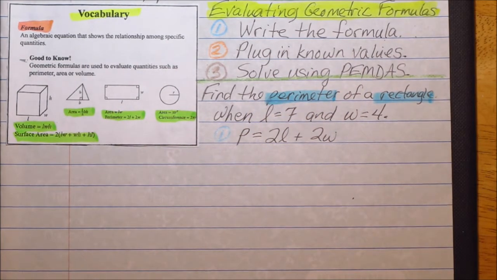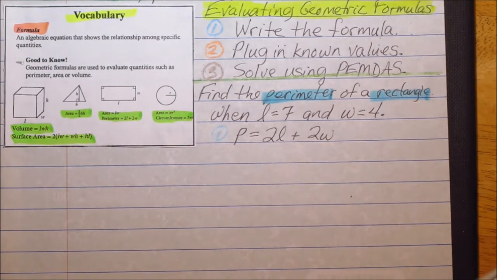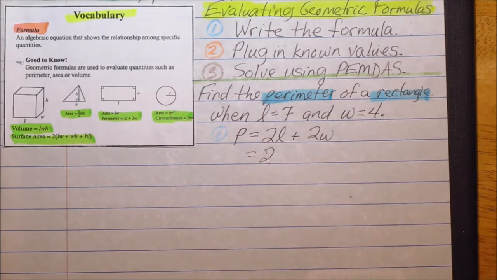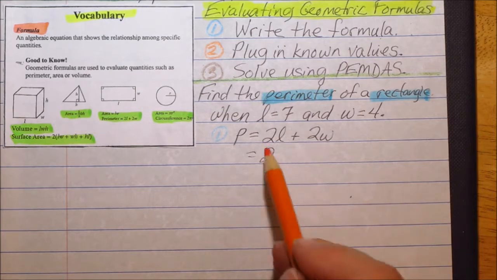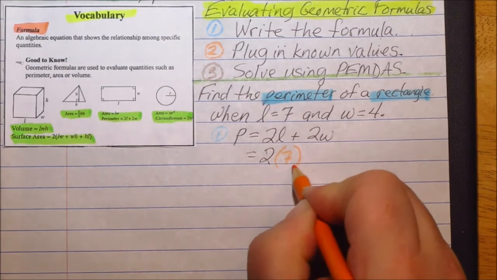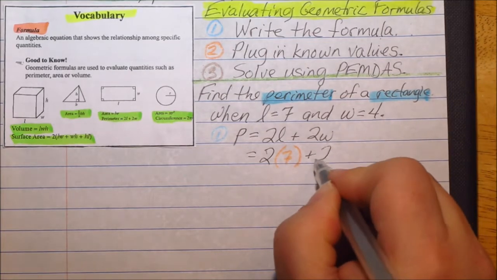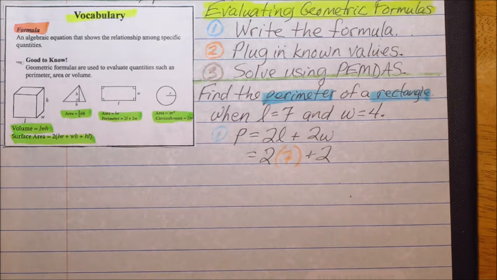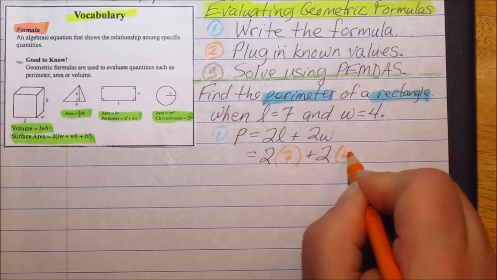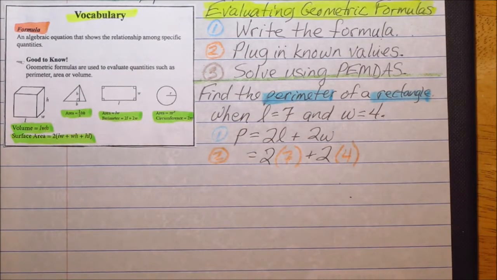Okay. Now, step 2 is going to be plugging in the known values. I have 2 and let's see, length is 7. So plug in the known values of 7. All right. Plus 2 times W, and it's telling me that W is equal to 4. So I'll plug that in. Okay. That's step 2, plug in known values.